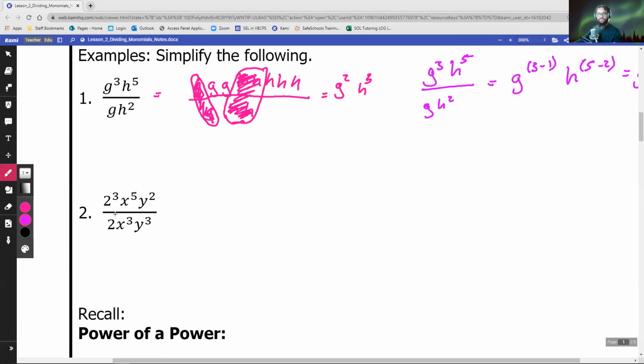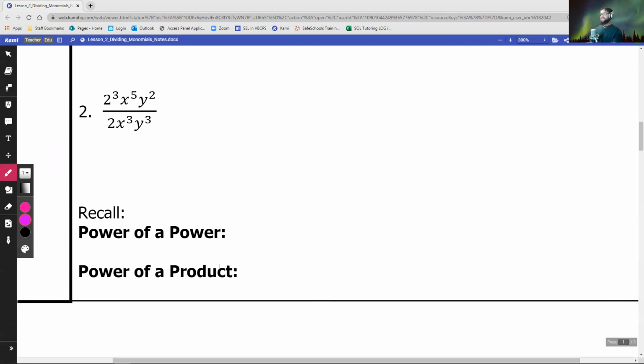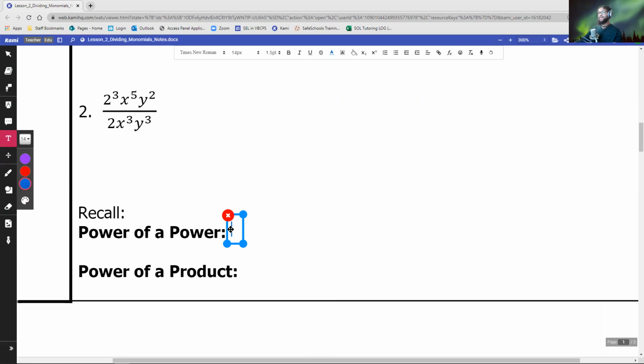Now, when we look at these, let's think back to what we did when we were multiplying these things. When we had the power of a power, when we were multiplying monomials, that's when we multiplied the exponents.